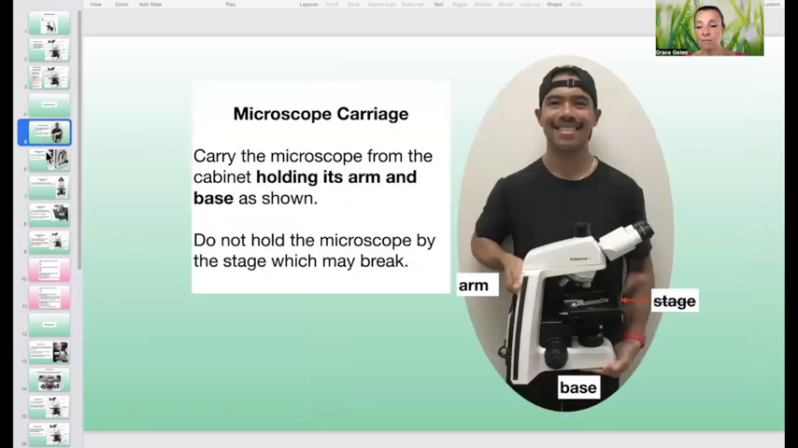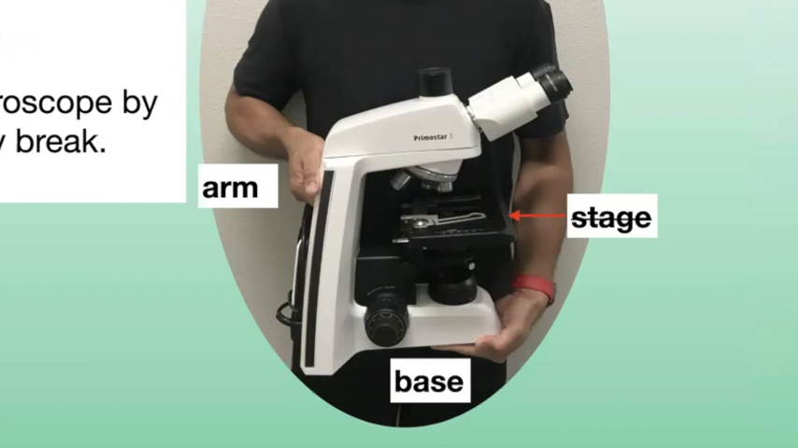Microscope setup. When you're carrying your microscope around, you should hold it by the arm, which has a little slot that your hand fits in, and also by the base. You should not at all hold it by the part that's called the stage, seen in this picture. That part can break if you put a lot of weight on it. And the microscopes are fairly heavy.